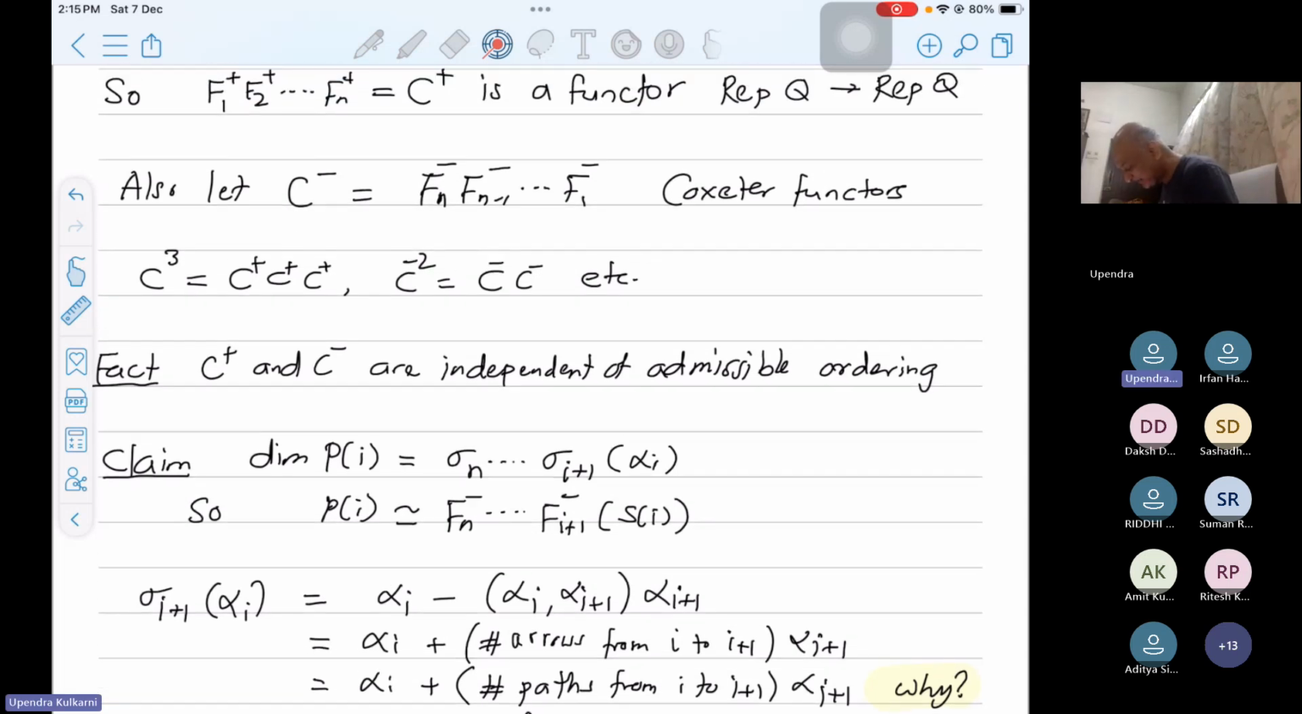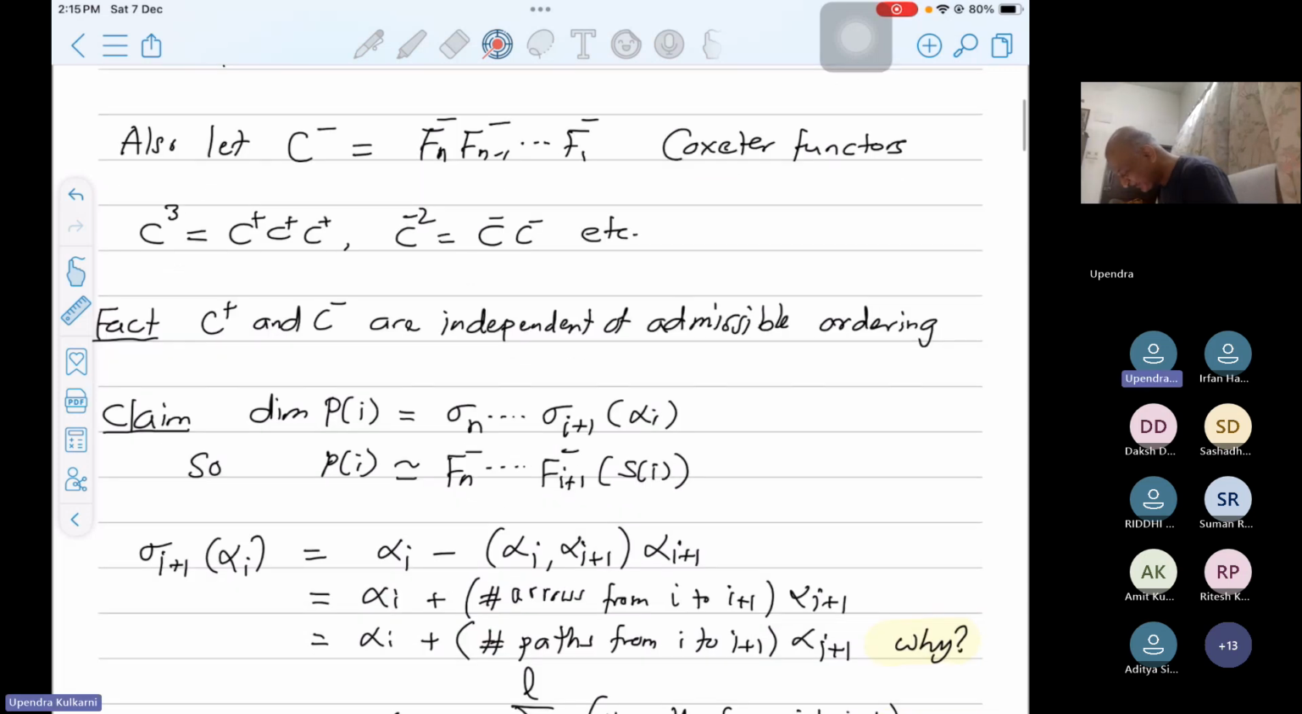That means that this is really the number of arrows from i to i plus 1. But look now, what have I done? I just replaced the word arrows by number of paths. So what I'm saying is that, yes, all the arrows from i to i plus 1 will of course be paths from i to i plus 1. But I'm saying that there are no other paths. Why is that? Just think for a moment.